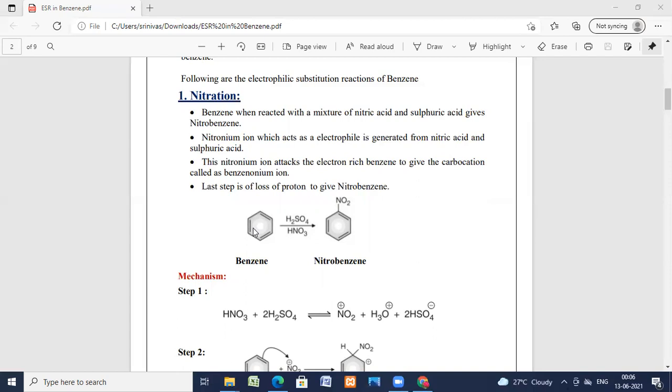The third step is the formation of the product. The reaction is completed by abstraction of a proton from the carbon atom bearing the electrophile by an anionic species present in the reaction mixture, to form the substituted product.